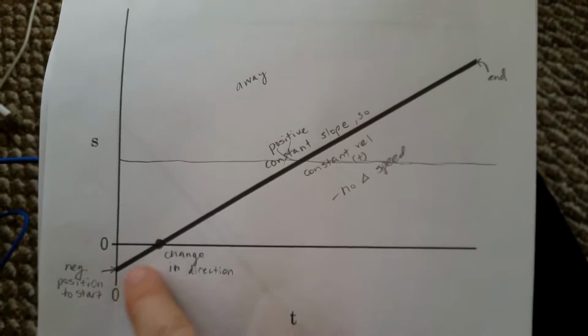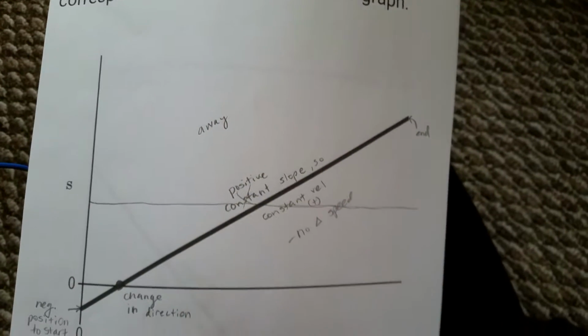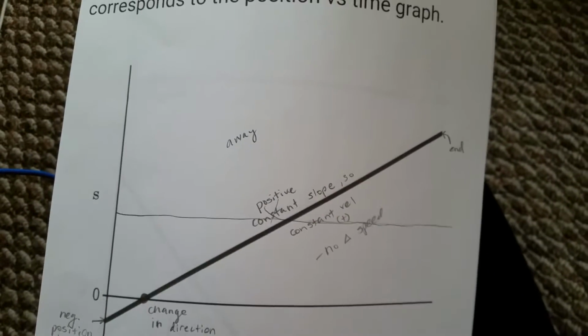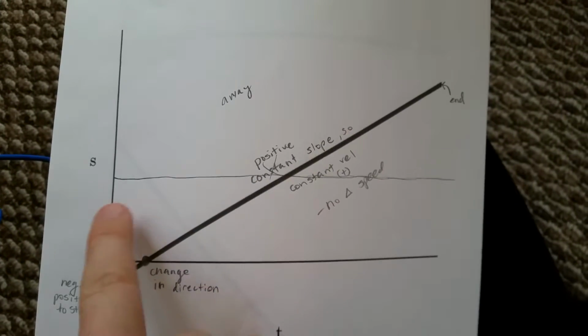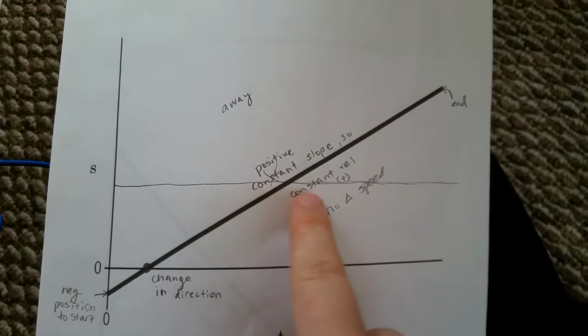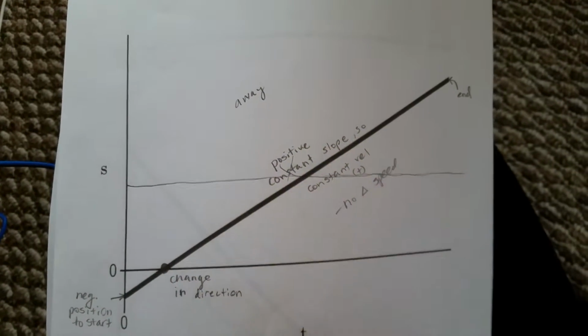So for the first graph, this is the position versus time line, and it's going to be a constant increase in slope. The slope of the position graph is directly related to the velocity graph. So the velocity graph would be this line right here. It's just going to be a constant value of whatever this slope is.